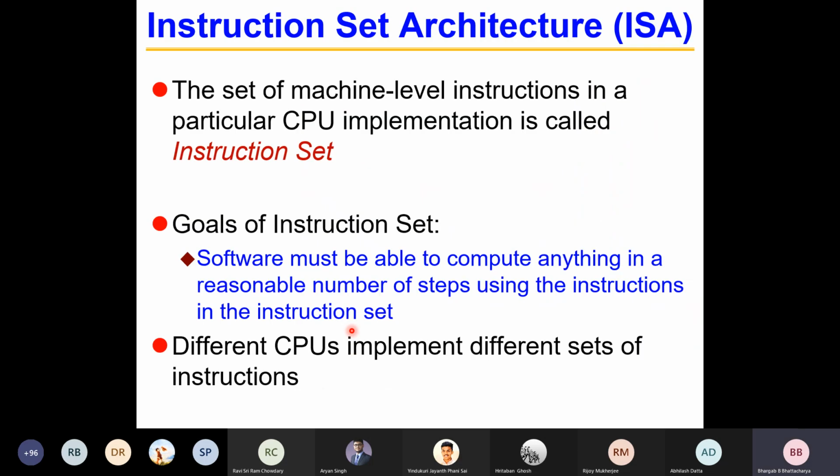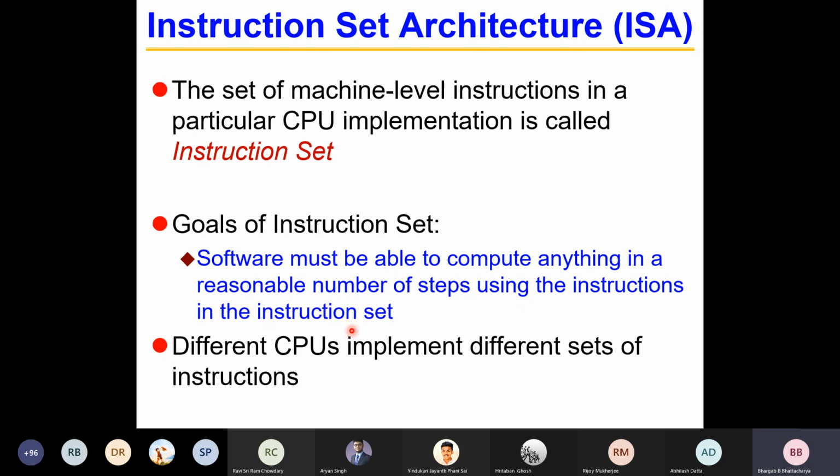All right. So now let us focus on our main issue, the instruction set architecture. Well, this is a set of machine level instructions in a particular CPU implementation. It's called the instruction set. And that lies at the hardware software interface.